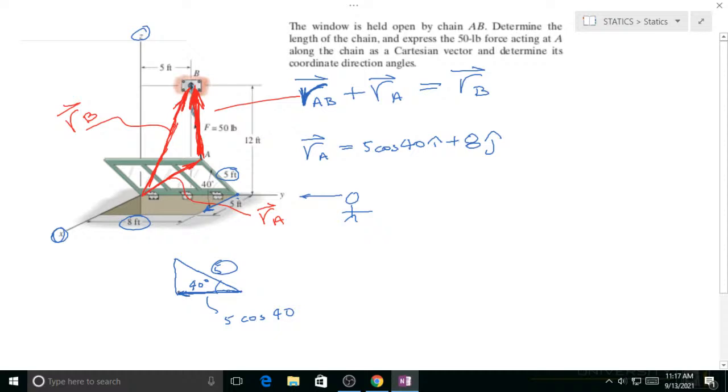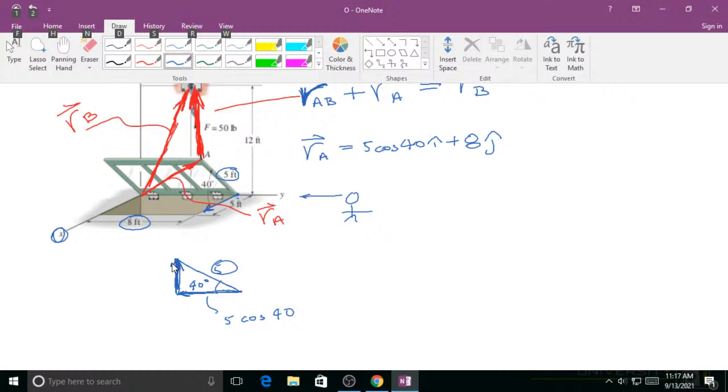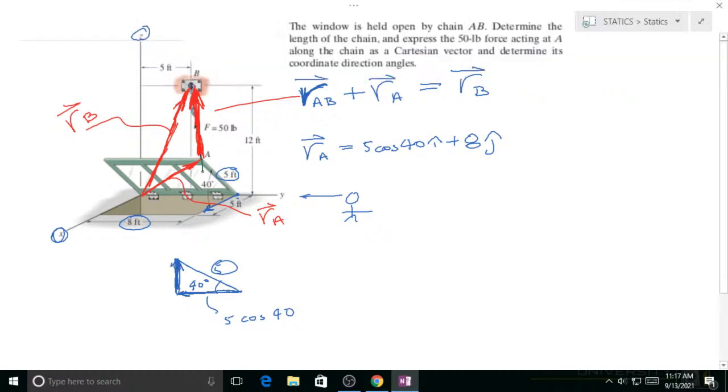But I also have this thing running upwards. And this part here, I just happen to look out. It's going in the straight up direction, or the z direction, and it's 5 sine of 40, and it's the k. So I've got the x component, the y, which was easy, and then the z.